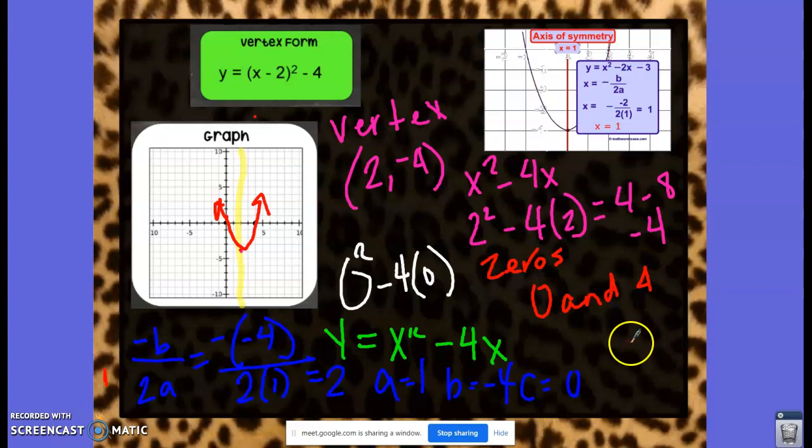Next, it's going to ask us for our domain, which is all real numbers, because these arrows tell us that it's going to keep going forever and ever. And our range is going to be all of the possible y values, which in this case starts at our minimum value, which is down here at our vertex, and it goes on and on and on. So y is going to be any number that is greater than or equal to that minimum y value, which is the y value of our vertex, so -4.